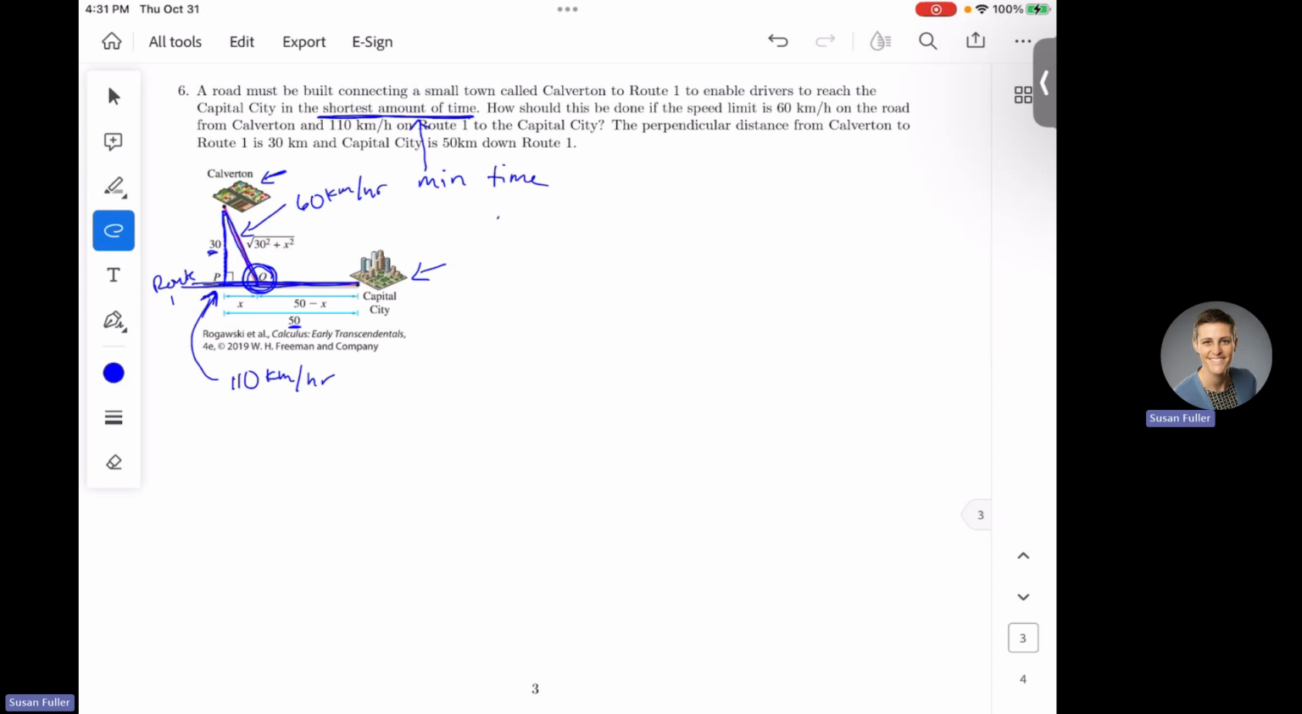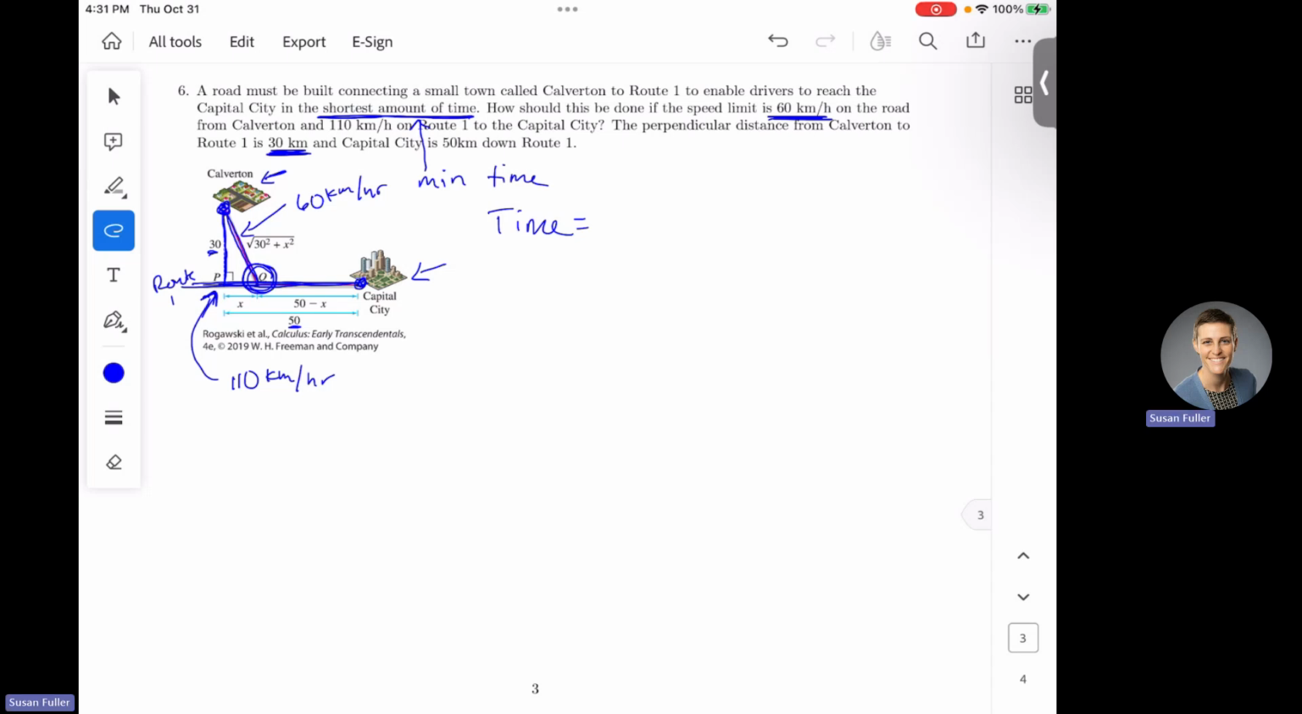So since we're trying to minimize time, I'm going to write time equals, and I'm going to try to get an equation for the time it's going to take to drive from Calverton to the capital city. Okay, so we have to figure out the amount of time it's going to take to go from Calverton here to the capital city over here. But I don't have anything in times, right? The only information that I have is speed limits, that's speed and distances, right? 30 kilometers. How do I get time from speed and distance?